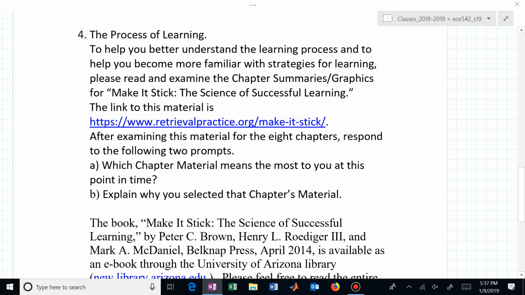Make it stick. So don't take out your gum and start throwing it at the wall and saying, is this going to stick? I'm going to make it stick. This is how do you make things stick in your mind when you're trying to learn something. There's 8 chapters. I want you to look at those 8 summaries and then say, that one I really like. That one speaks to me right now, and say why it does. That's part 4 of your passport.